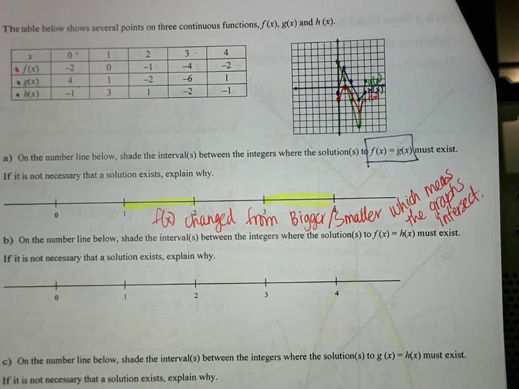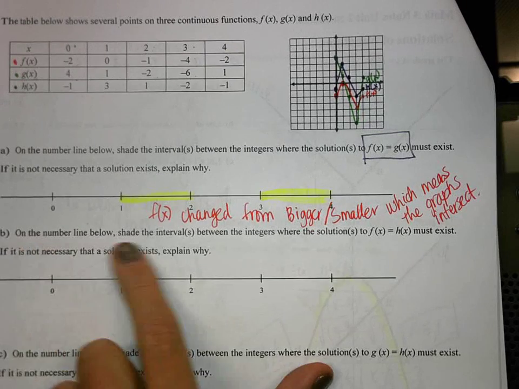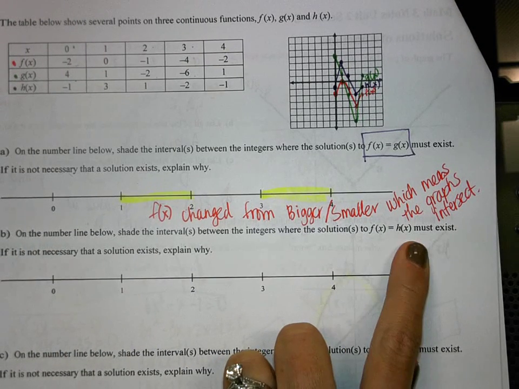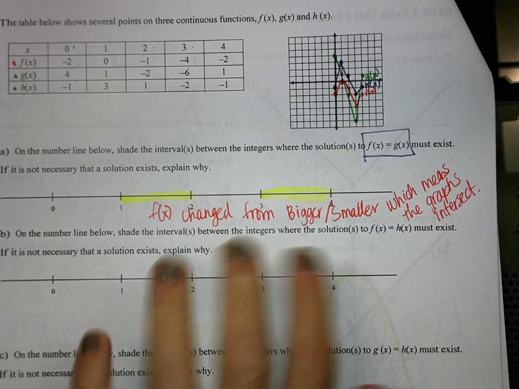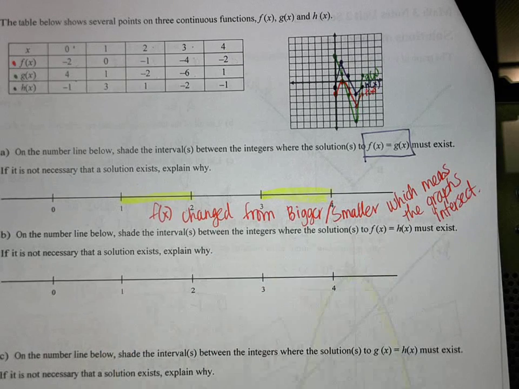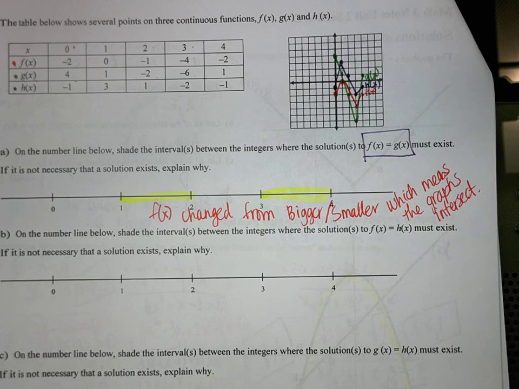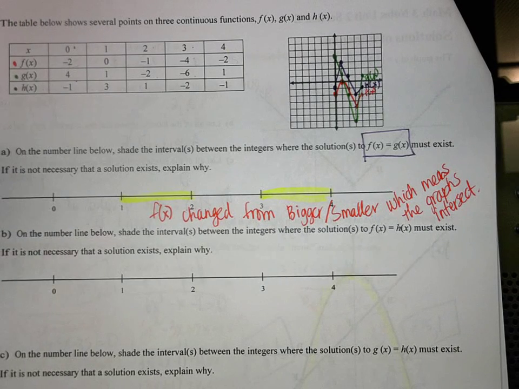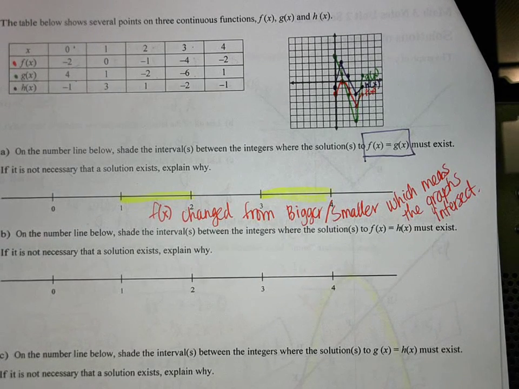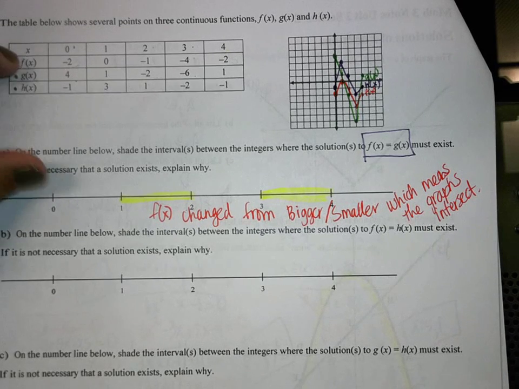Okay, so B now is asking you the same thing, but it's asking you when f of x equals h of x. Okay, so we're trying to find when do f of x and h of x cross over each other. So do you guys want to look at it on your own for a minute? See if you can do it? So that means we're looking at the top line and the bottom line.